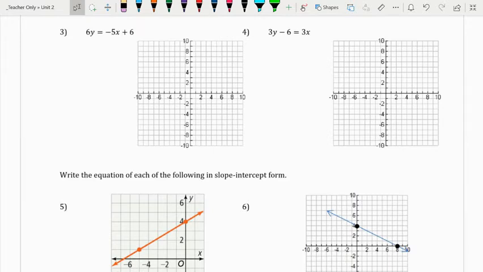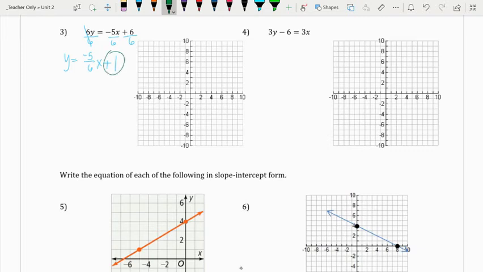So there's something different about number 3. Hopefully you're noticing there is a 6 multiplying y. We would have to divide by 6. Now what I do is I make sure that I focus on dividing every single term by 6. So we have y equals, well, -5 over 6 can't be reduced, so we just leave it. And then 6 divided by 6 is 1. Notice how I put the x right next to the 5/6. You can keep x in the numerator, or you can move it off to the side. I would much prefer the way I did it.